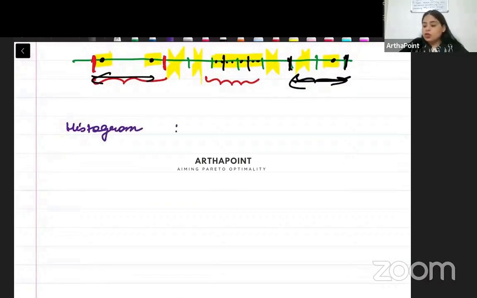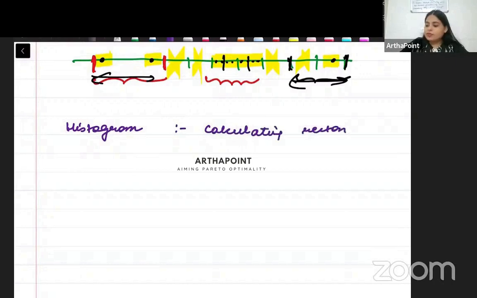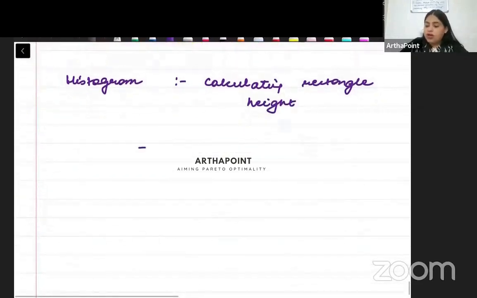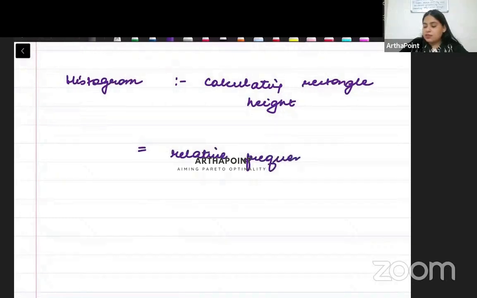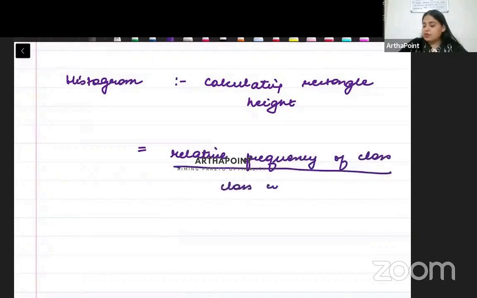Okay. Now, in this case, when you will make a histogram, then beta, you should be calculating rectangle height through a formula. And this formula is relative frequency of class divided by the class width.